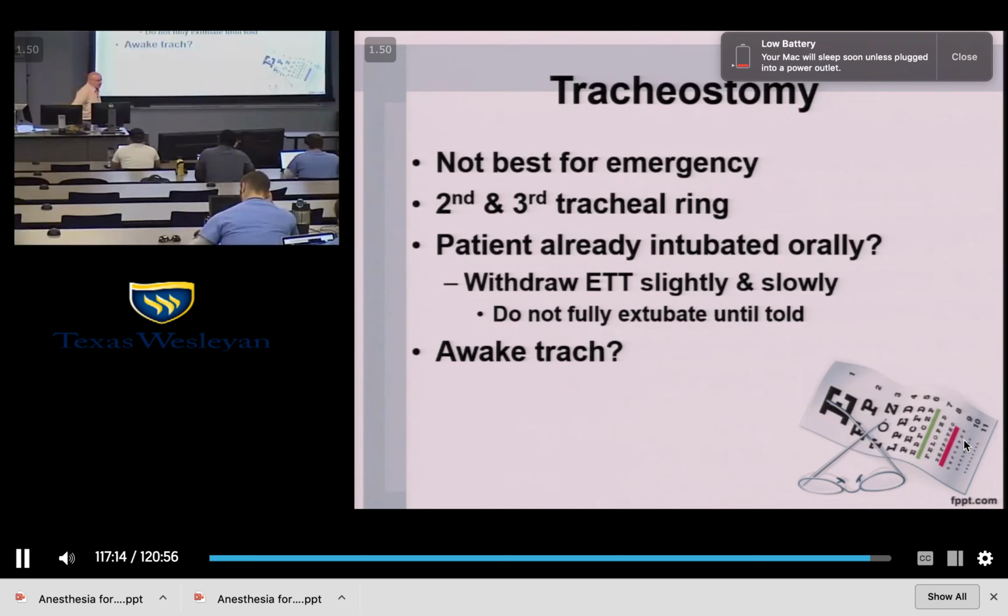With an awake trach, what we do is called okay anesthesia. You know what that means? You pat the patient on the shoulder and say, it's okay, it's okay. It'll get better, it's okay. I'm sorry you're having to go through this, and so on.